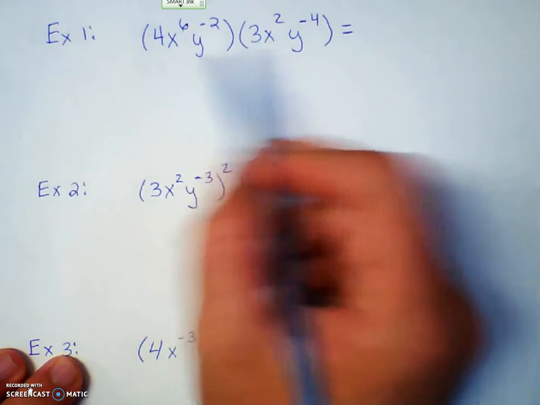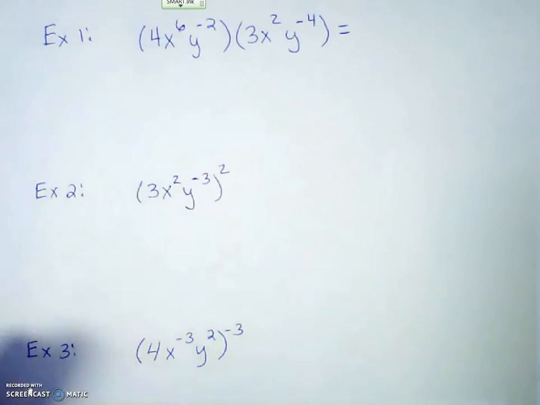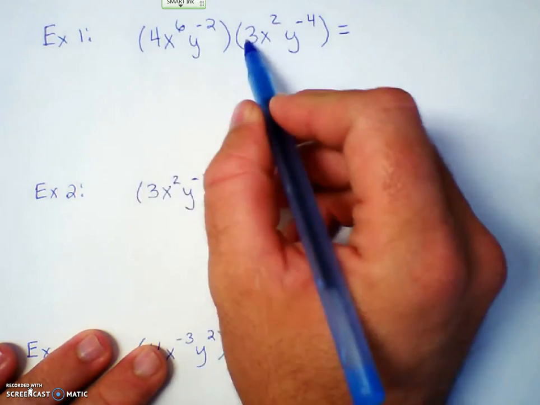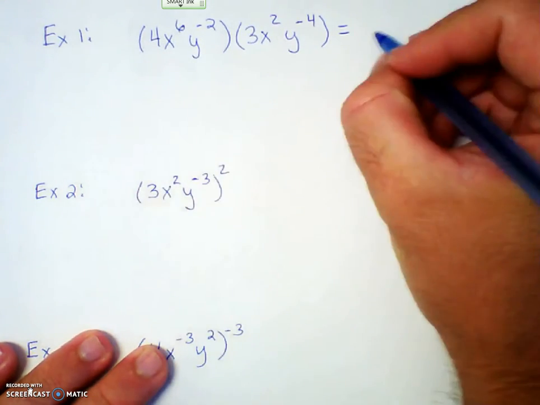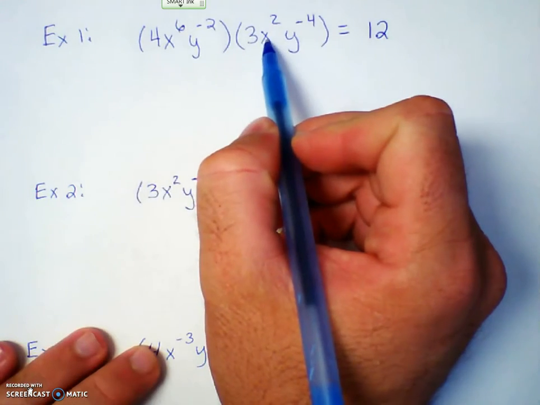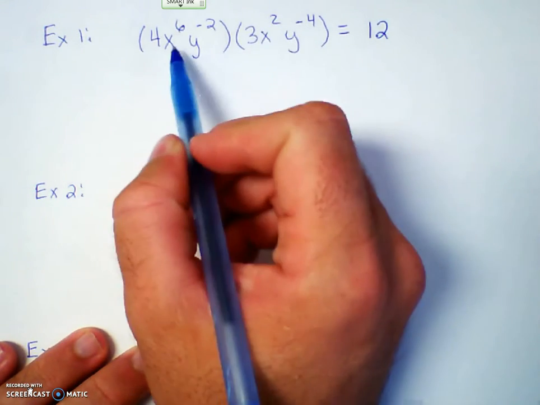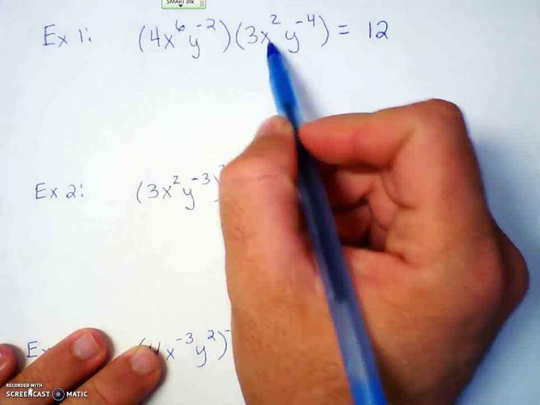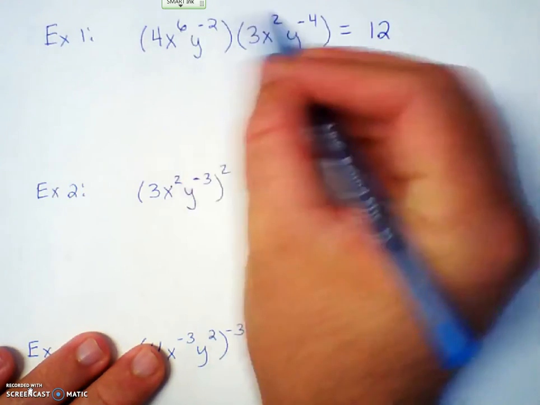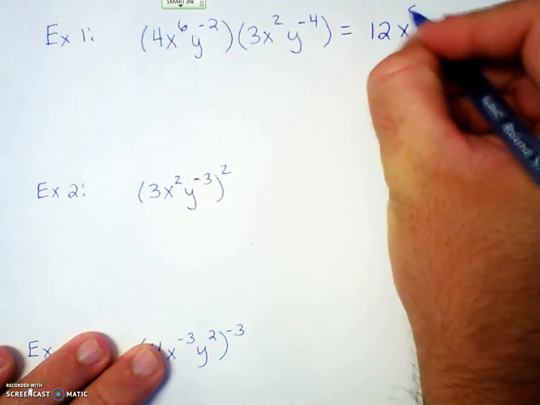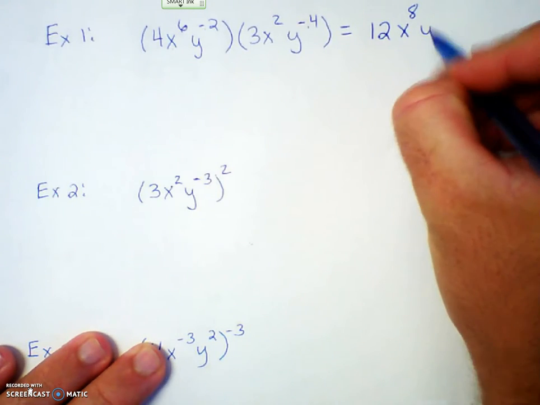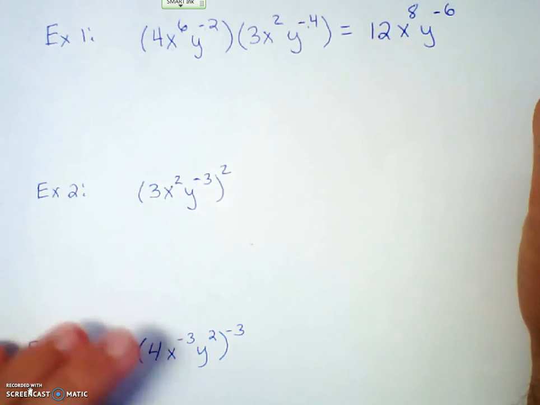It's just two monomial statements being multiplied together. So multiply the two outside numbers as you normally would. 4 times 3 gets you 12. But when you multiply and you're dealing with exponents, if they have the same base, like x to the 6th and x to the 2nd, you add the exponents when you multiply. So 6 plus 2 for the x's gets you 8. And then negative 2 plus negative 4 for your y gets you a negative 6.